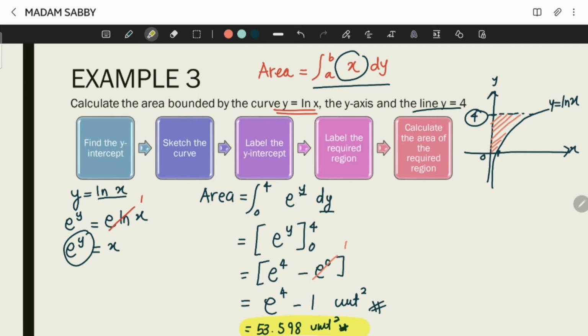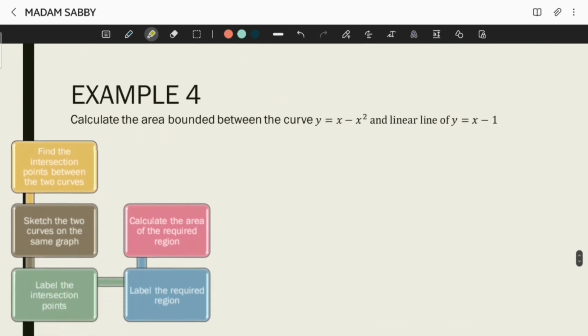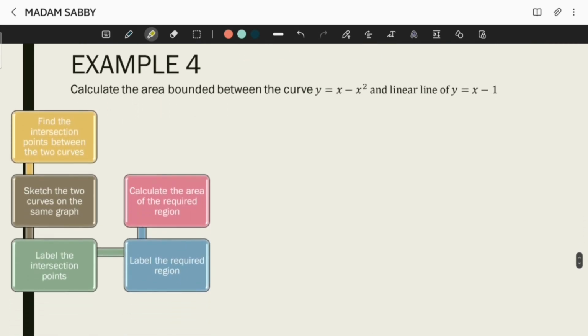Okay, so I have another 2 examples. This time around, these final 2 examples will be a combination type of area. The first one you have here: find the area bounded between the 2 different curves, y equals x minus x squared, and another one is a linear line, y equals x minus 1.